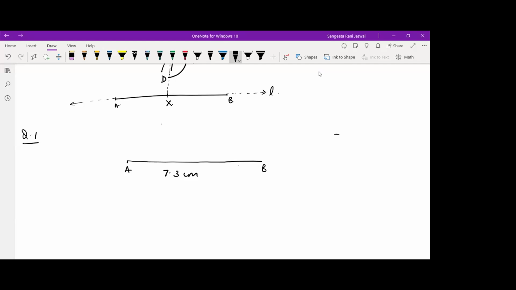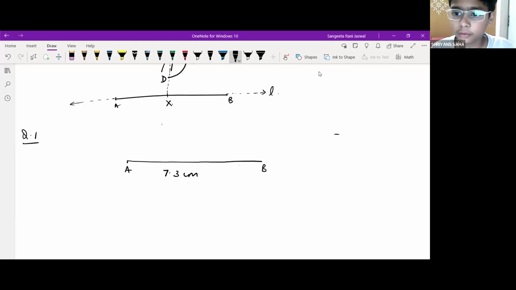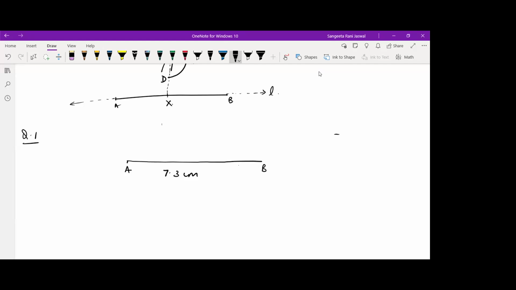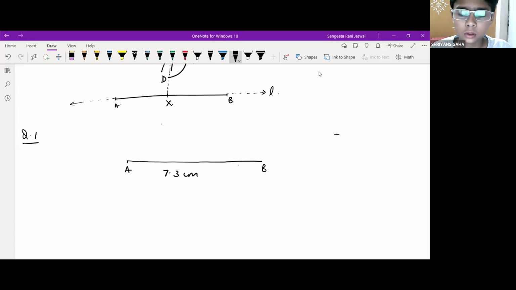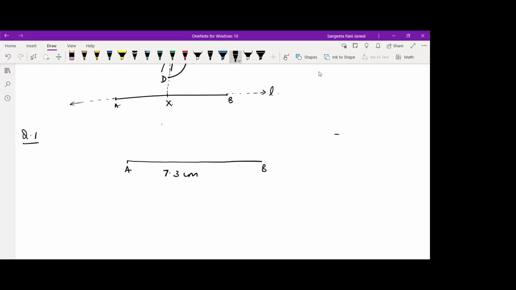What is half of 7.3? Half of 7 is 3.5, and half of 3 is 1.5. First take the half of 7.3 centimeters. Just find out the half of this.